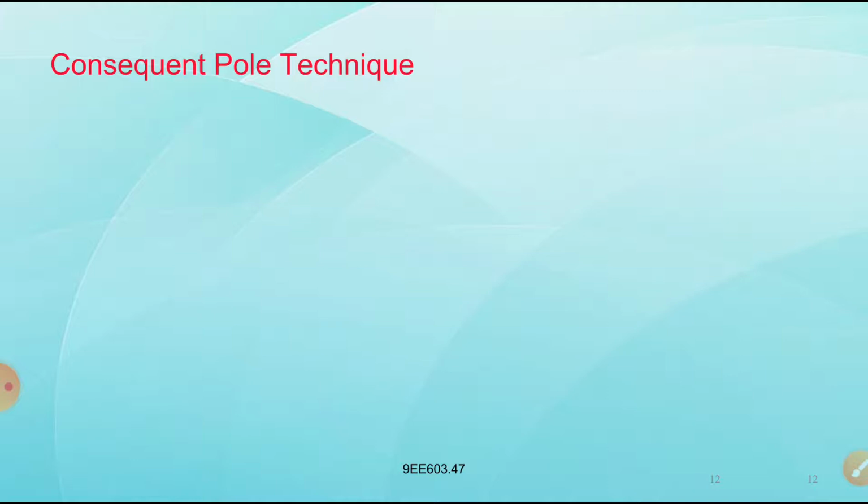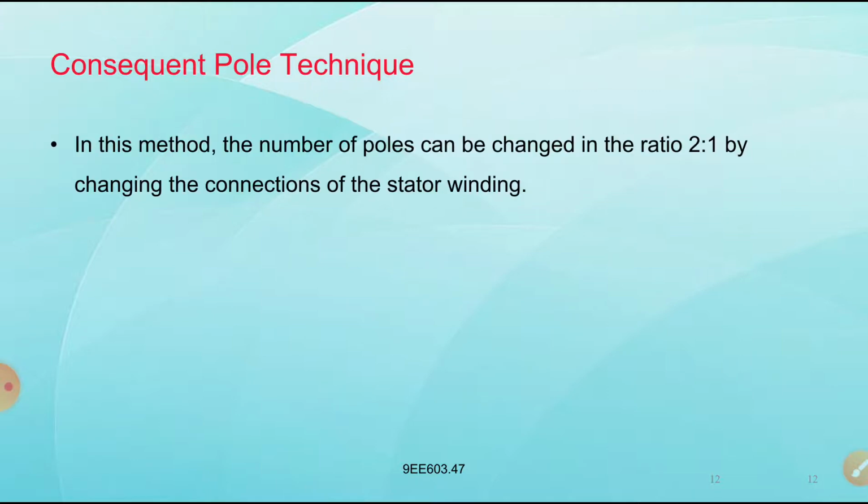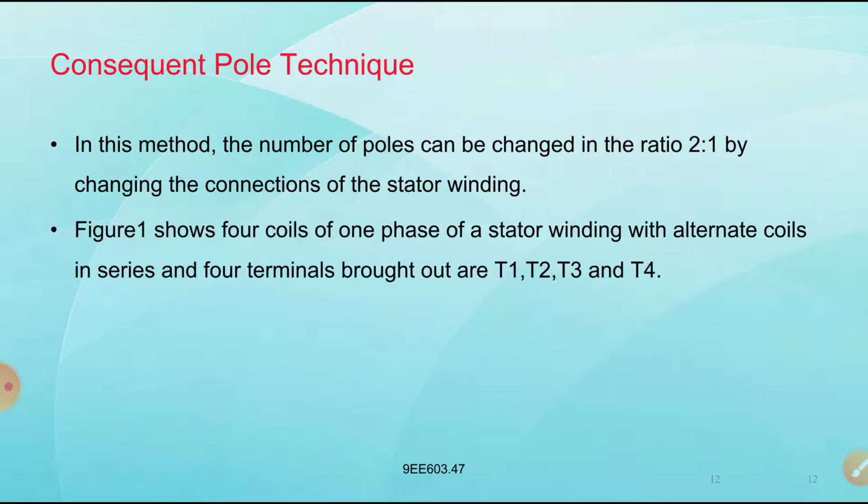Hence, we are going to an advanced technique, known as the consequent pole technique. In this method, the number of poles can be changed in the ratio of 2:1 by changing the connections of the stator windings. The figure shows 4 coils of one phase of the stator winding, with alternate coils in series and 4 coils connected.